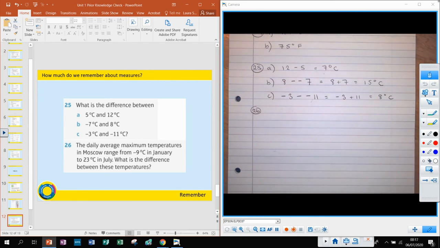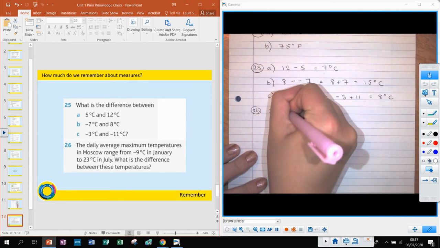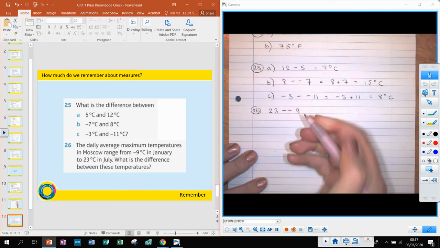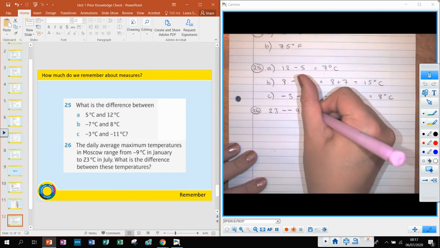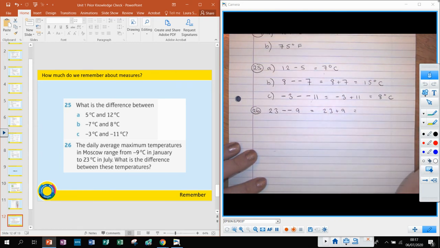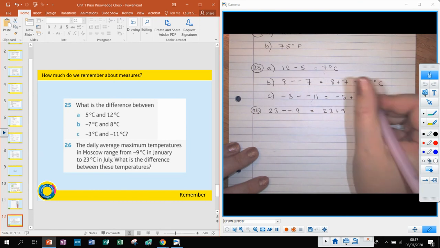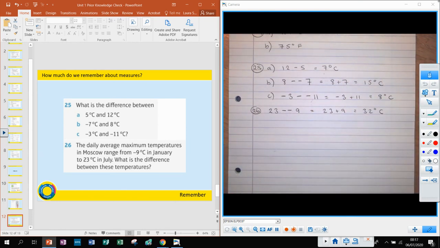Question 26 says, the daily average maximum temperatures in Moscow range from negative 9 degrees Celsius in January to 23 degrees Celsius in July. What is the difference between these temperatures? Again, we're going to take the highest value and take away the lowest value. Lowest value is negative 9, so I'm taking away negative 9. That's the same as adding, so that's 23 plus 9, and 23 plus 9 is going to be 32 degrees Celsius. Okay, well done.